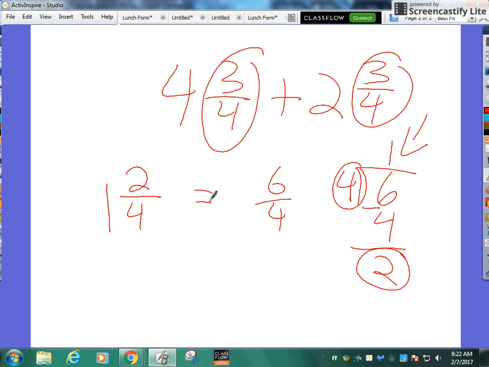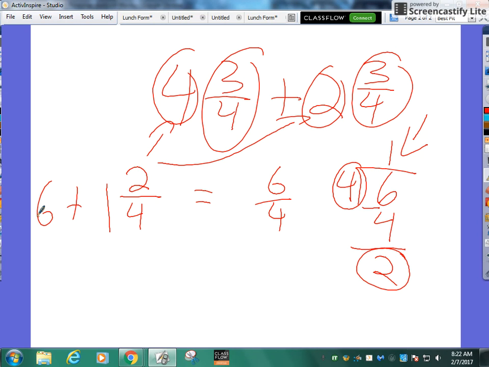But we still have to add the whole numbers up here. And what is 4 plus 2? That is 6. So we have 6 plus 1 and 2/4. So that will give us 7 and 2/4. Now I know that's confusing. You can replay this part as many times as you want, but I'll do one more example.